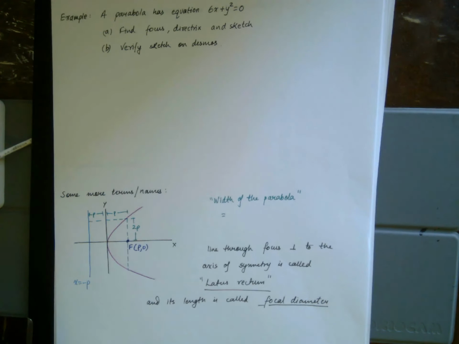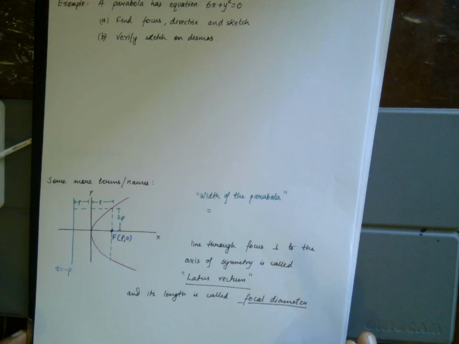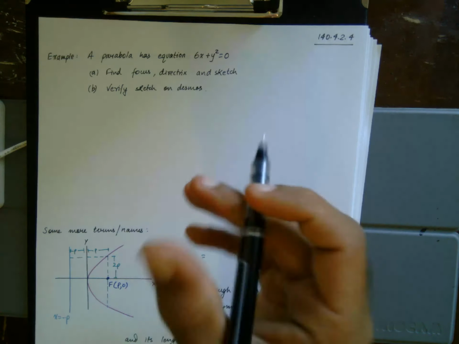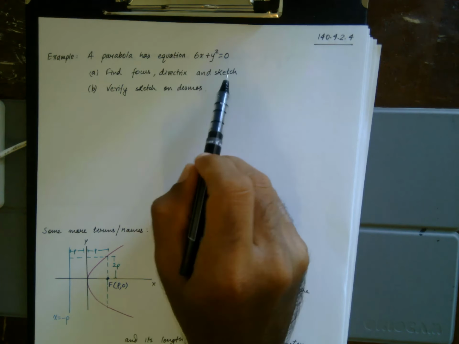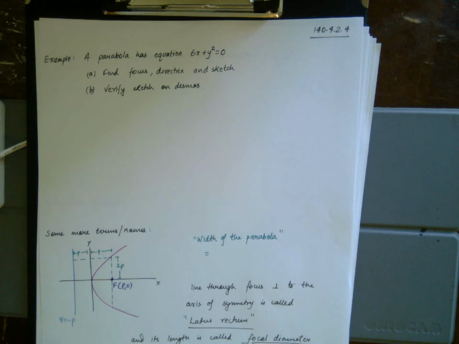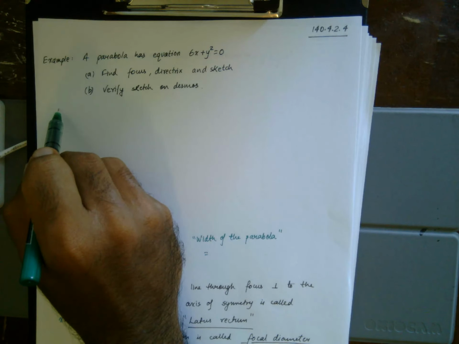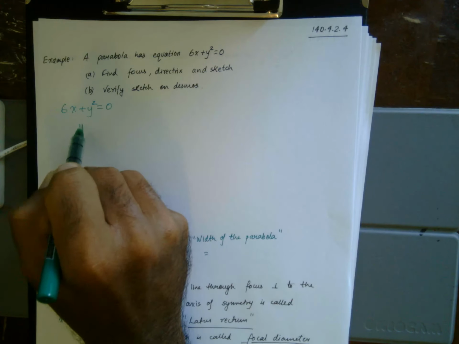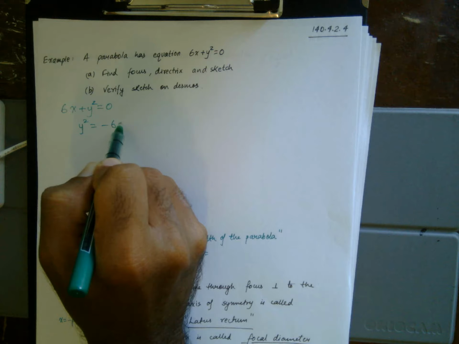Hi everyone, this is going to be the second video on parabolas. Let's start with an equation based on what we've learned so far. You're given that a parabola has an equation 6x plus y squared equals 0. So first of all, I'm going to rewrite this in a nicer way. 6x plus y squared equals 0 gives me y squared equals negative 6x.